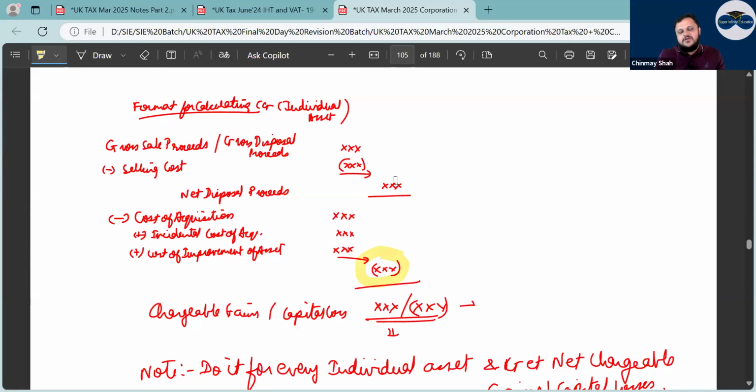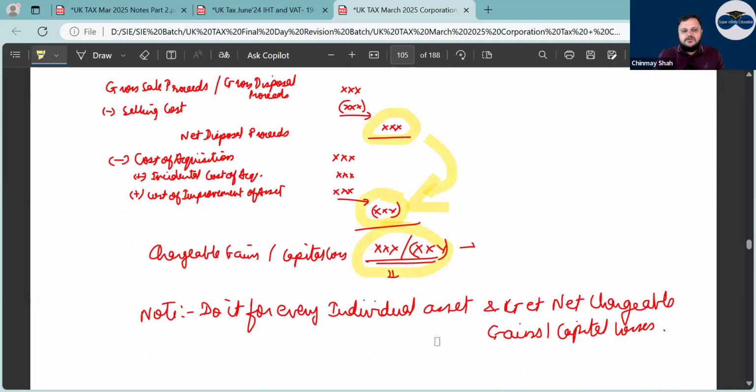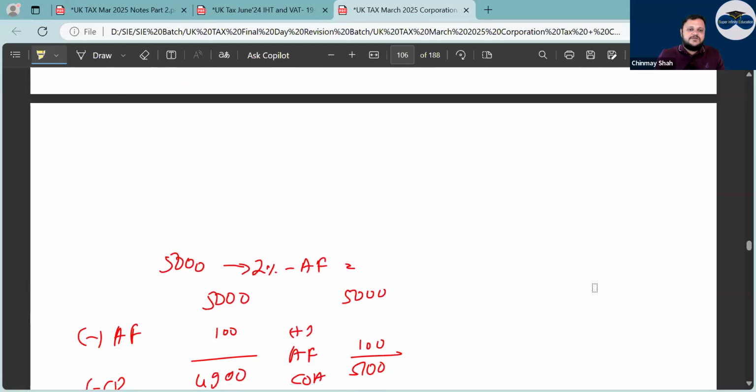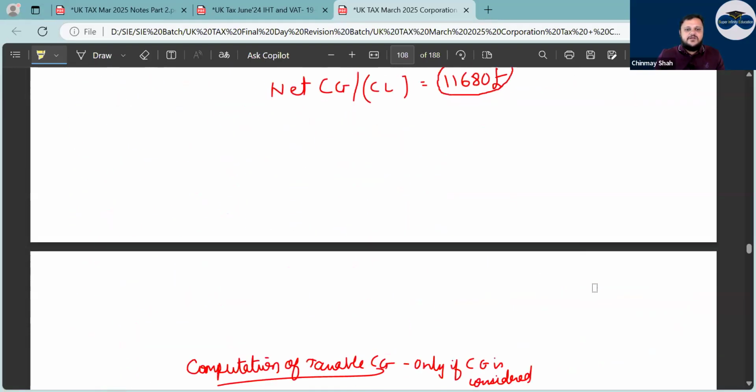From the net disposal proceeds, you will deduct this cost of acquisition and get the chargeable gains or capital loss that are there, right? Do it for every individual asset and get the net chargeable gains or losses, correct? So if you sold 4-5 assets during the year, it also follows a tax year concept. Whenever the asset is sold, that date will be considered for CG calculation for that specific tax year, correct? Now what will happen, tell me?